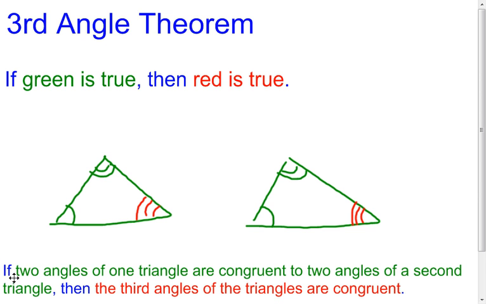So when you look at the words, if two angles of one triangle are congruent to two angles of a second triangle, and that's what I was talking about earlier, these two angles matching up and being congruent with these two angles, then the third angles of the triangles are congruent. This being the third angle of the one triangle, this being the third angle of the second triangle. We know that they have to be congruent.